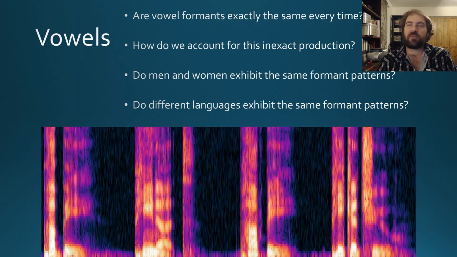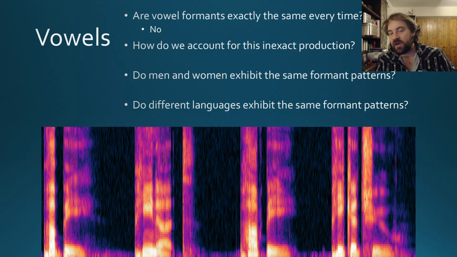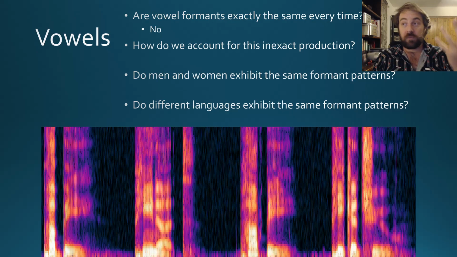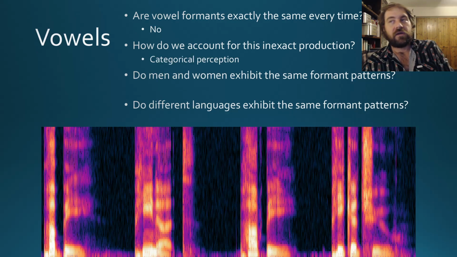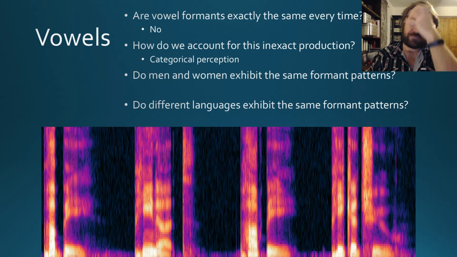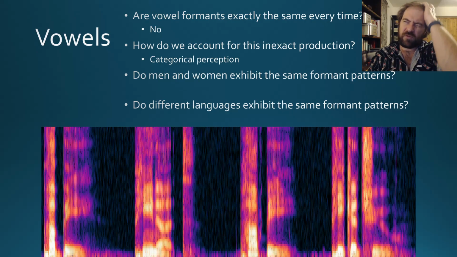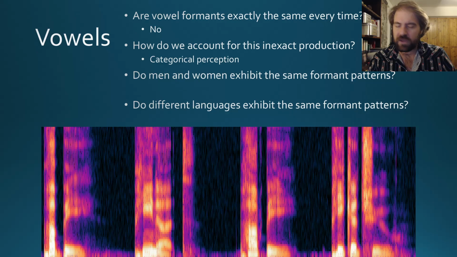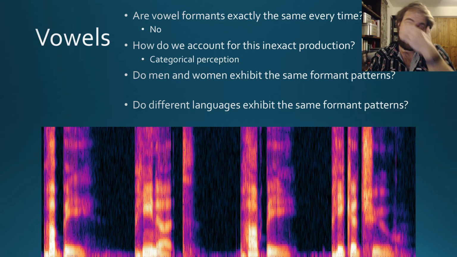Are vowel formants exactly the same every time? No, they're not exactly the same. They're very close, but they're not exactly the same. How do we account for the inexact production, like when we're interpreting what people have said to us? Categorical perception. Things that are close, we perceive them as the same.